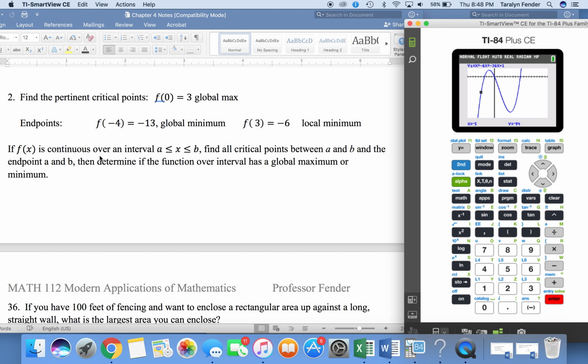If f is continuous over an interval from a to b, check all the critical points between a and b and the endpoints a and b, then determine if the function over the interval has a global maximum or minimum.